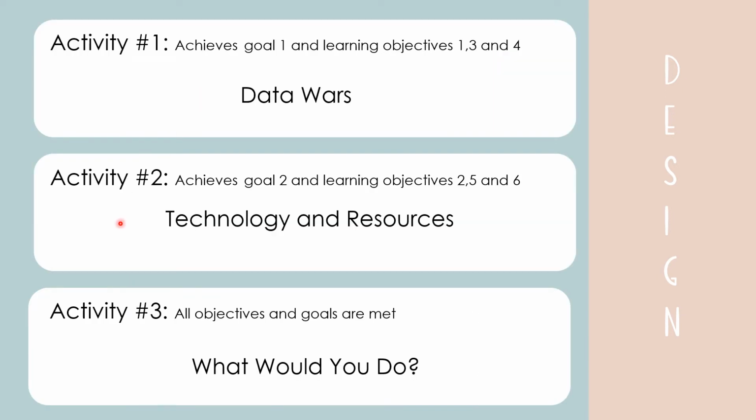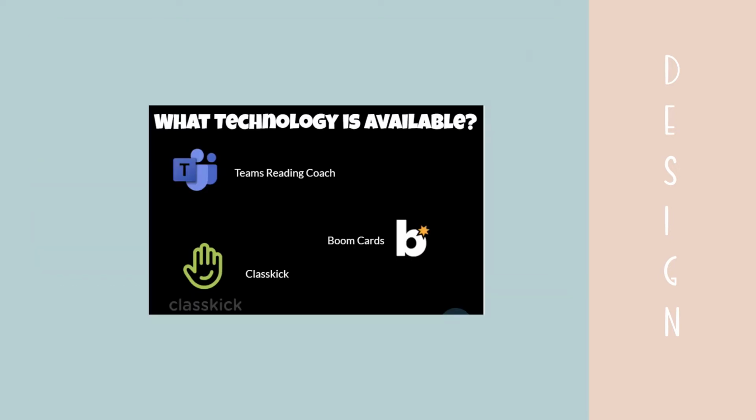The second activity that was designed was called Technology and Resources, and this achieves Goal 2 and Learning Objectives 2, 5, and 6. The purpose of the Technology and Resource activity is to inform educators of platforms that are out there for them to integrate into their differentiated instruction. I chose 3 platforms because I didn't want to overwhelm educators with a lot of information. And also, along with each platform, there's a discussion on the benefits and challenges of each.